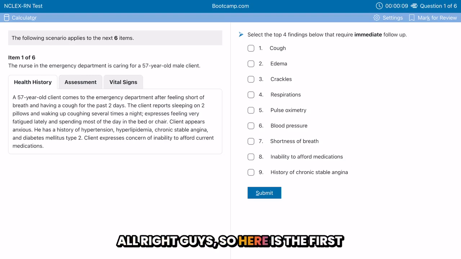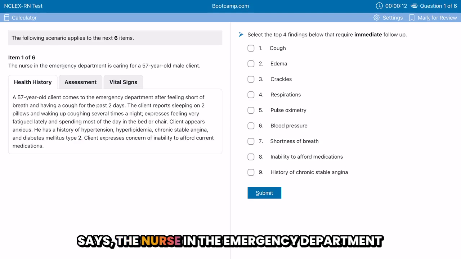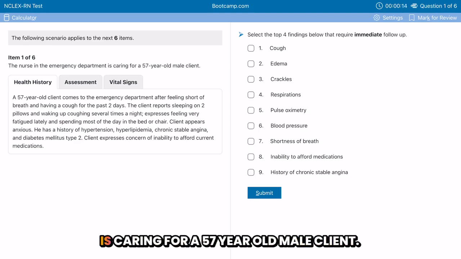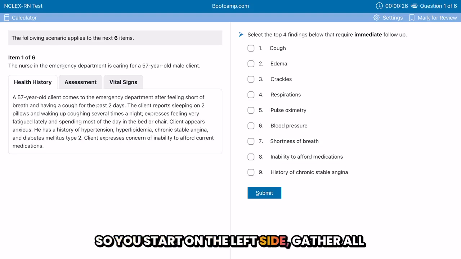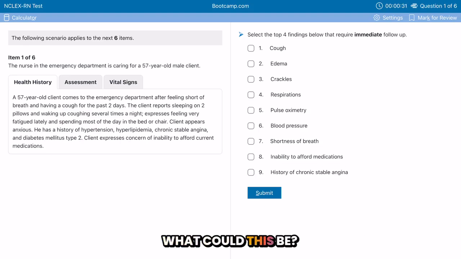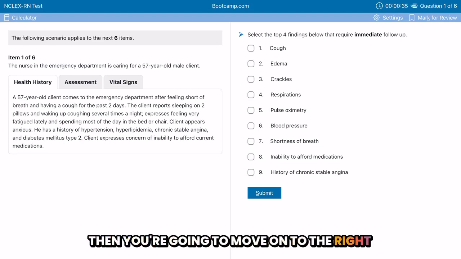All right guys, so here is the first question. It says, the nurse in the emergency department is caring for a 57-year-old male client. In these NGN questions, I want you guys to always look at every single tab before moving on to the question. So you start on the left side, gather all your information, start thinking, what could this be? Then you're going to move on to the right side and you're going to determine what the question is asking you.